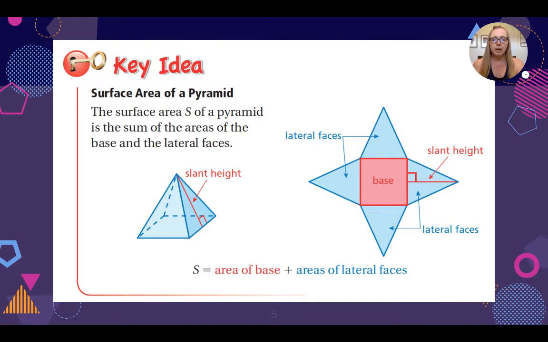So the surface area of a pyramid is the sum of the areas of the base and the lateral faces. So there's one base in a pyramid, and the lateral faces are the sides. Depending on what type of polygon your base is, will tell you how many sides you have. So if you have a square as a base, like in this diagram, we have 4 lateral faces. Later on, you're going to see that we might have a triangular pyramid, and that has a triangle as a base with 3 lateral faces. So we'll see that coming up. So here's kind of a generic formula for you to find the surface area of a pyramid. The surface area is the area of the base plus the area of our lateral faces.